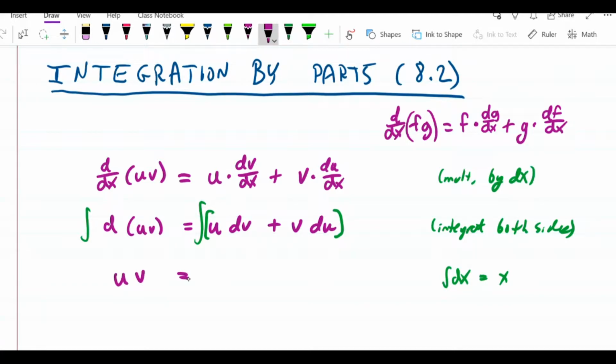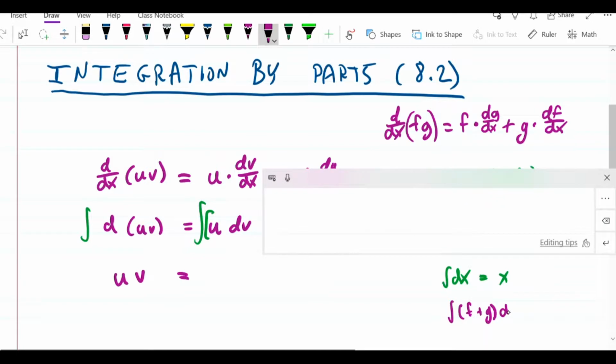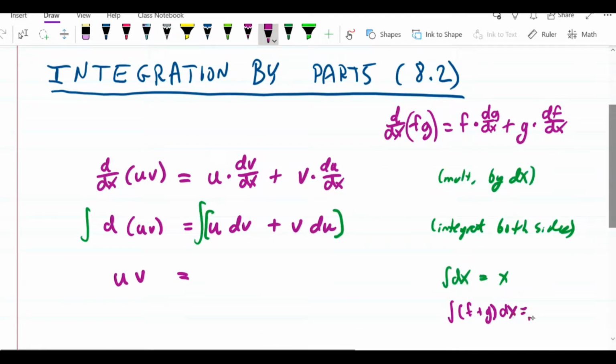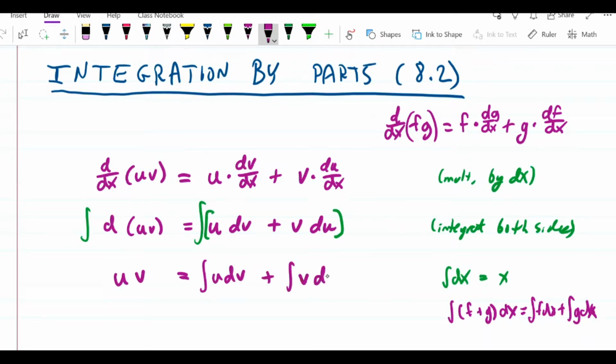And then all we can really do with the right side is observe that integrals are linear. You know that the integral of f plus g dx is equal to the integral of f dx plus the integral of g dx. So I can split up the right side that way, but that's really all I can do with it. So this becomes the integral of u dv plus the integral of v du.